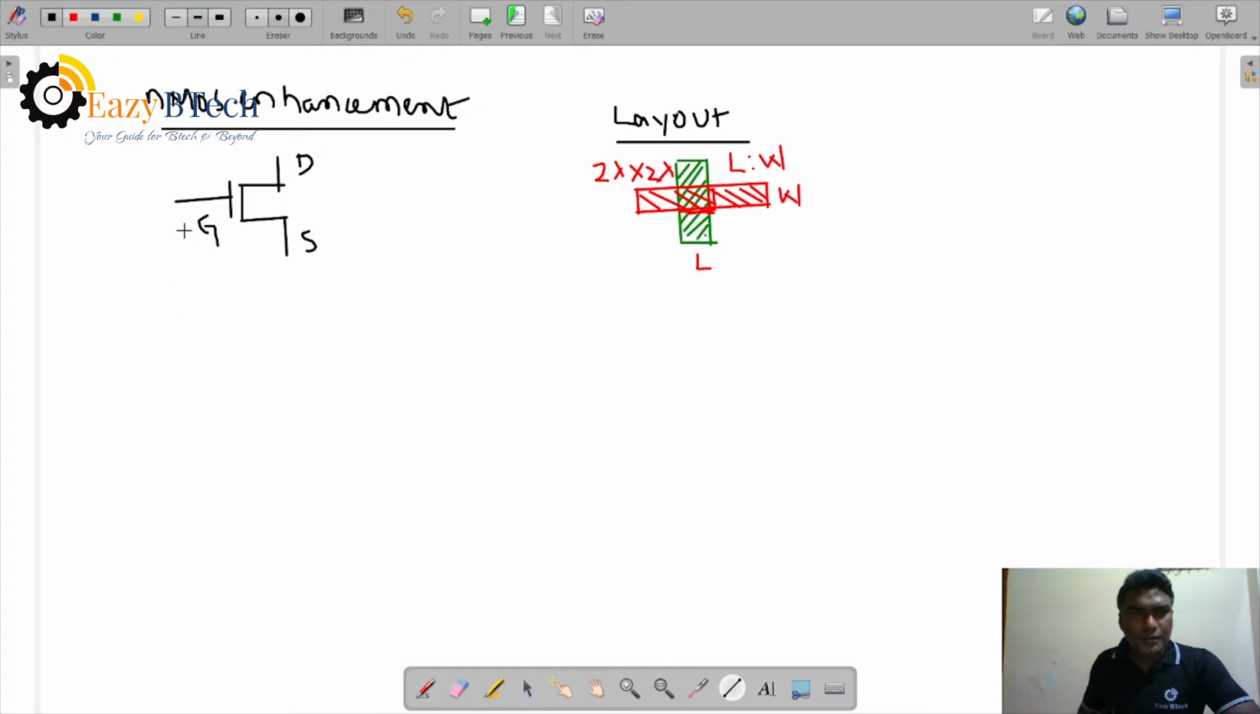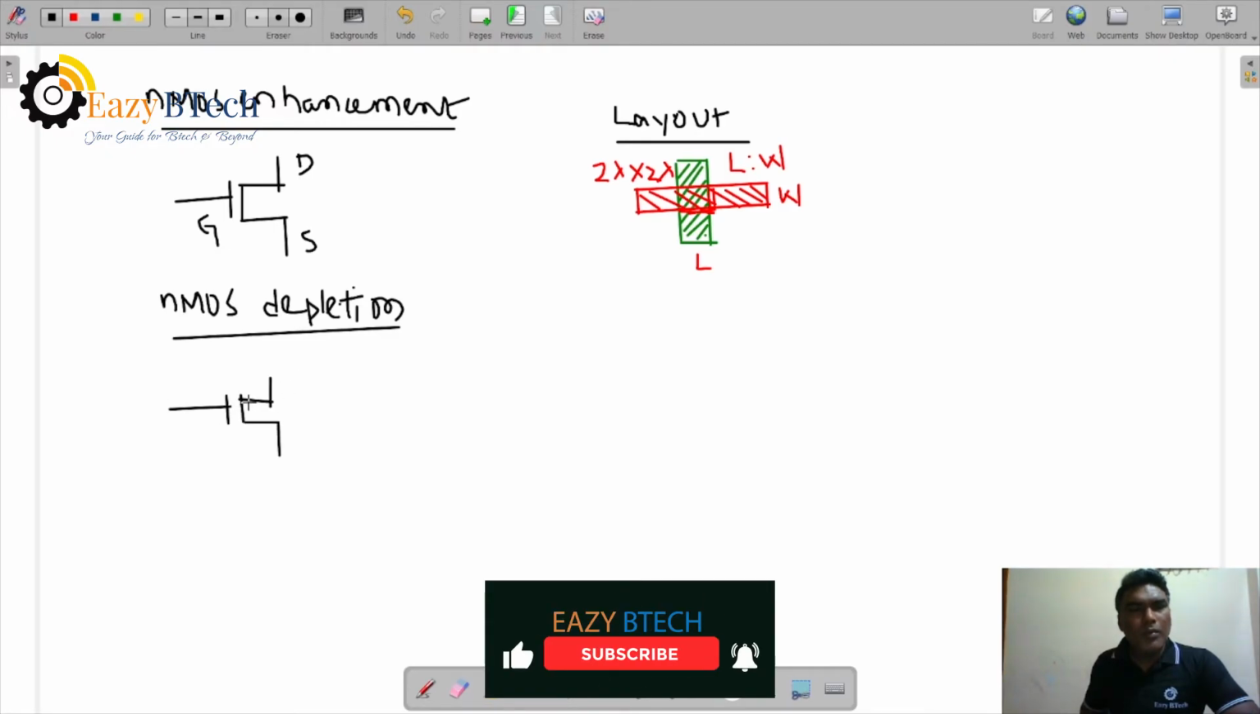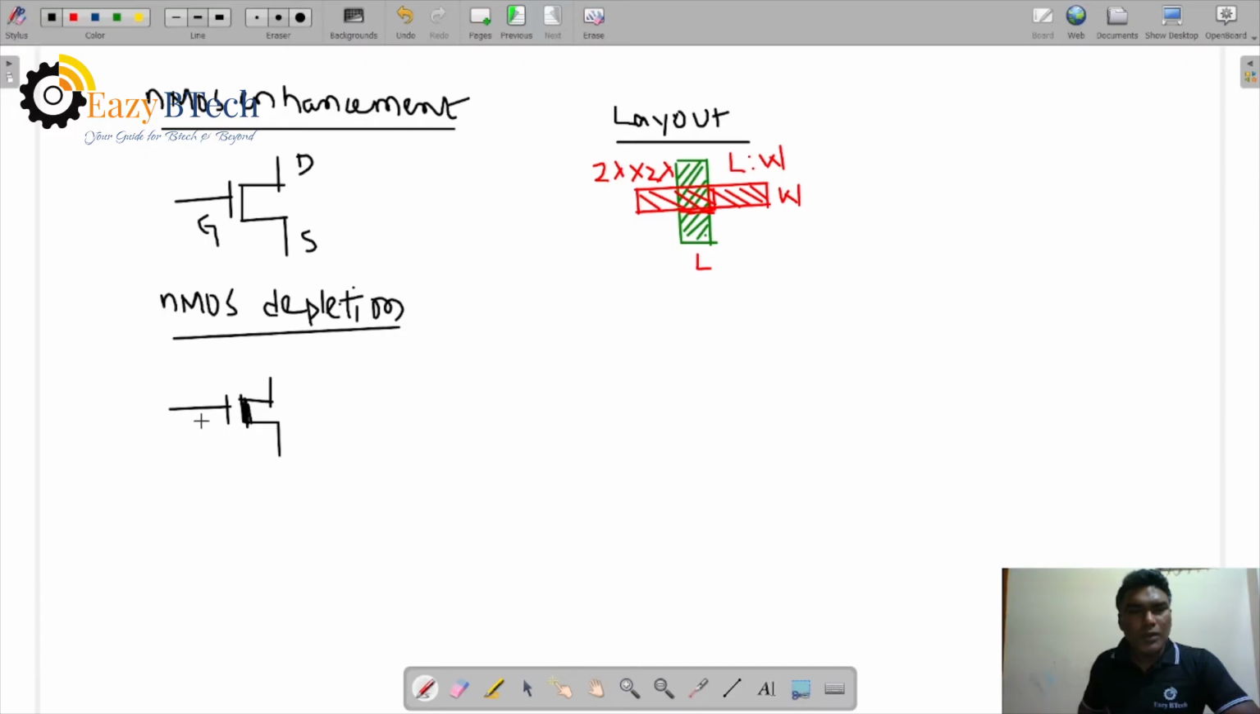Let us see NMOS depletion. How can you represent this in a circuit diagram symbol and layout? NMOS depletion means a thick line between drain and source, right? So gate, drain, and source. And the layout diagram for this.